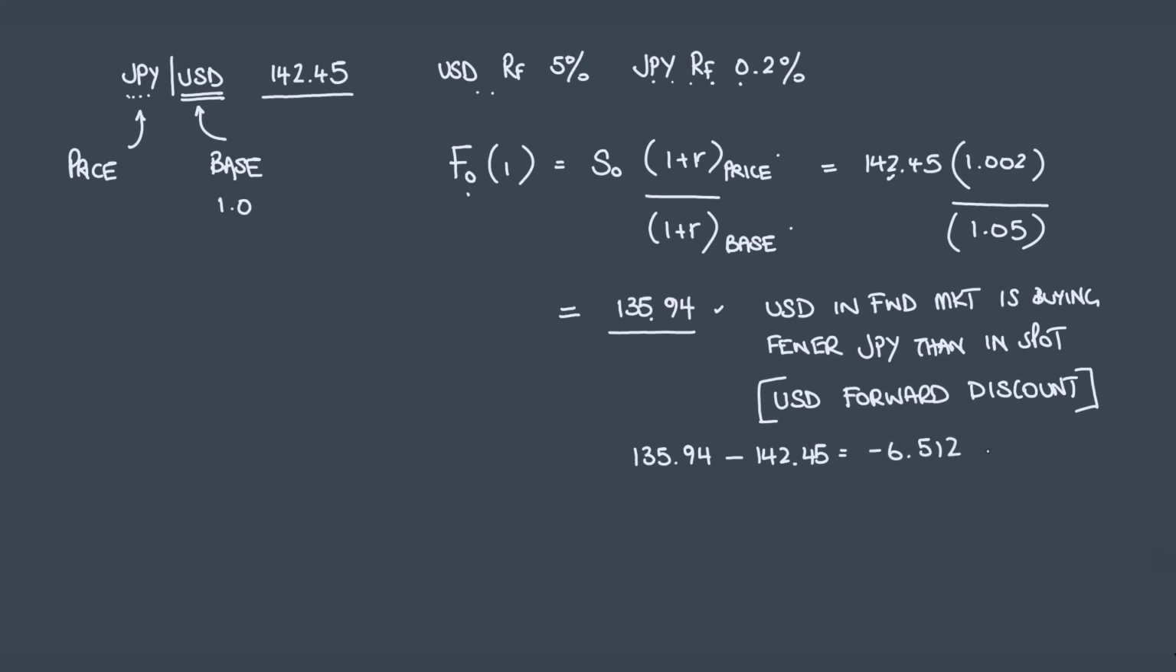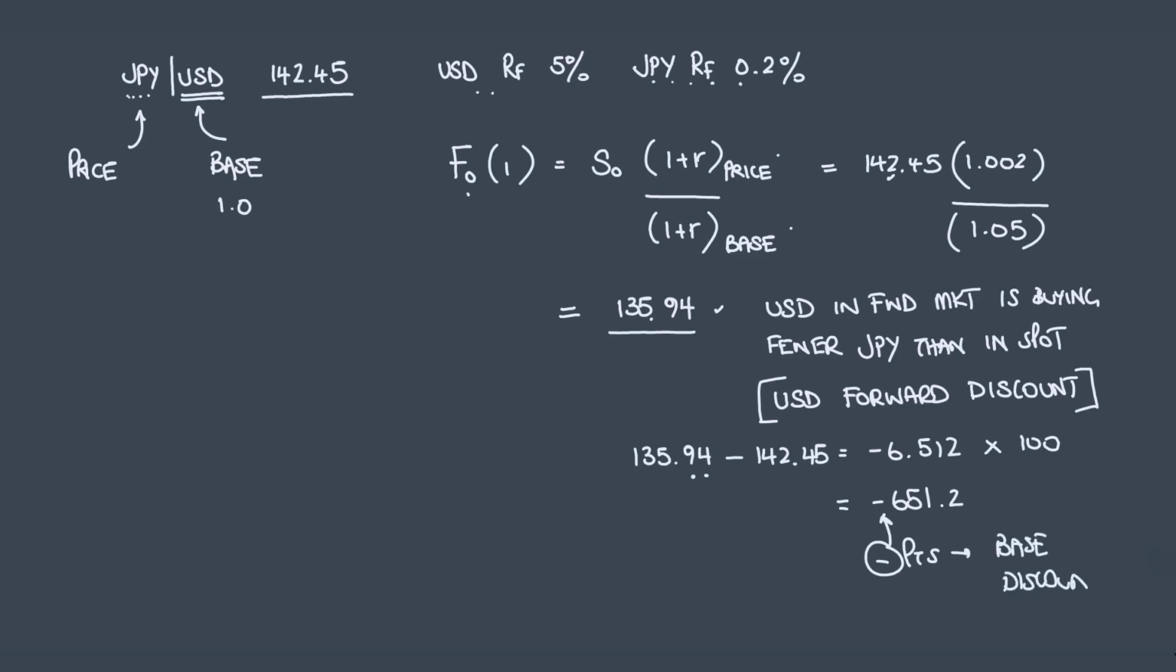We express it in points by multiplying it by, and be careful, most of the time to express points, we multiply it by 10,000. But the rule is we multiply by 1 and the number of zeros equivalent to the number of decimal places in the quote. Here with yen, we have 2 decimal places, so just 2 zeros. So the points for yen multiplied by 100, we'd express that as minus 651.2. Negative points means the base, as we see here, is at a discount.